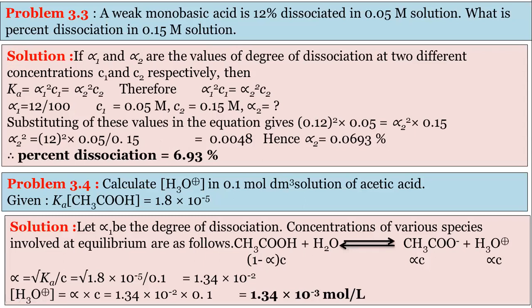Remember this very important note: no numerical in the entire textbook will be asked as it is. The values will be changed. The type of numerical will be the same. See, we will take one example. For a weak monobasic acid, for example, here 12% is taken. Instead of 12%, they can change the values to 15% or 20%. Instead of this 0.05 molar concentration, they can give a different concentration like 0.07 or 0.06. Only the values will be changed.